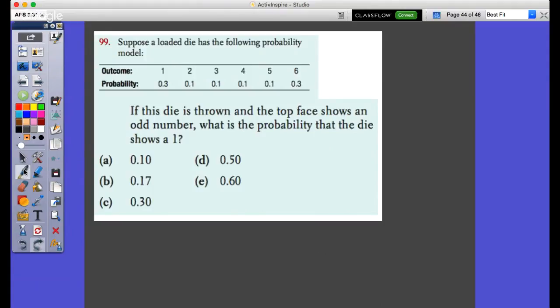If this die is thrown, by the way, this is a loaded die. What is given to me is this right here. I think this was one of the top ones missed on the quiz, one similar to this. If this die is thrown and the top face shows an odd number, what is the probability that the die shows a 1? So the top face showing an odd number is given, right? We are saying that is true.